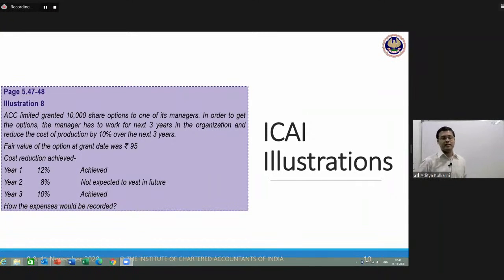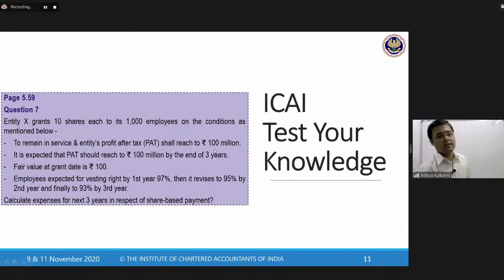All right. So with this, let us proceed to the next question. Question number 7, I leave this for homework because it is something in the test your knowledge. Concepts are exactly the same. Only thing is you are given the third point.